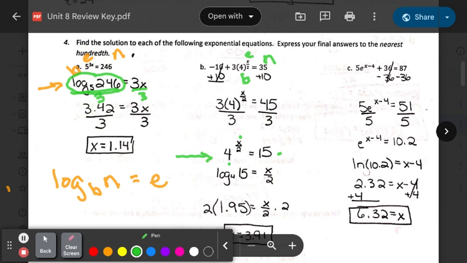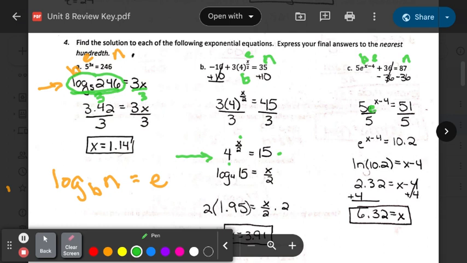For this one, let's see. The base is e, exponent is x minus 4, and then the number on the other side, 87, is your number. So you have to move the 36 over, so minus 36, and then divide by 5. Remember, e is your base, not the 5. So then you put it into log form. For e, you can write ln.